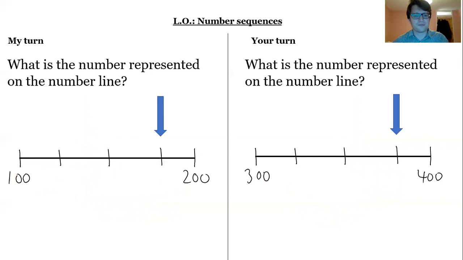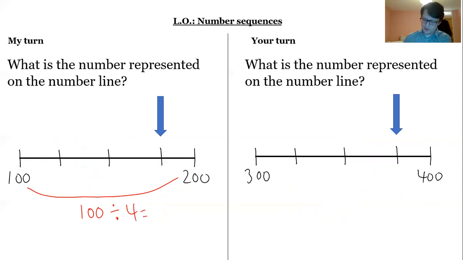Final example. This time we've got a difference not of 10, but of 100. So 100 to 200 is 100. So we've got 1, 2, 3, 4 equal parts. So I'm splitting up my 100 into 4 equal parts. Now, one of the things you just need to know really is that 100 divided by 4 is 25. So we're counting in 25s, 125, 150, 175, 200. So the arrow is pointing at 175.